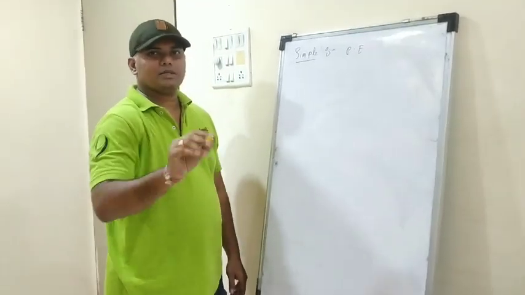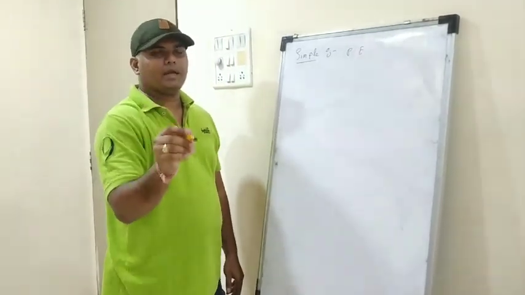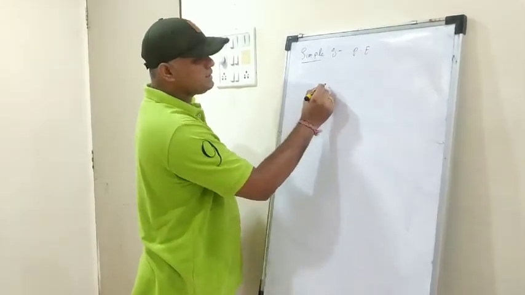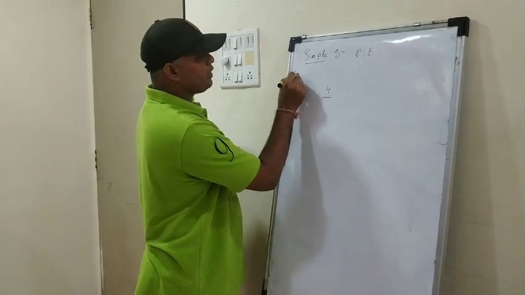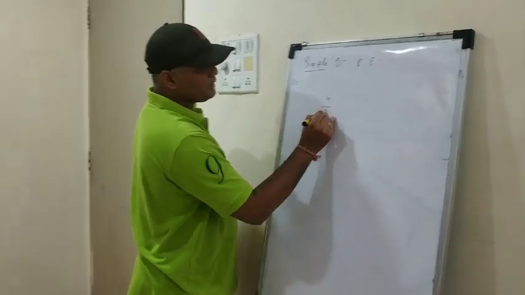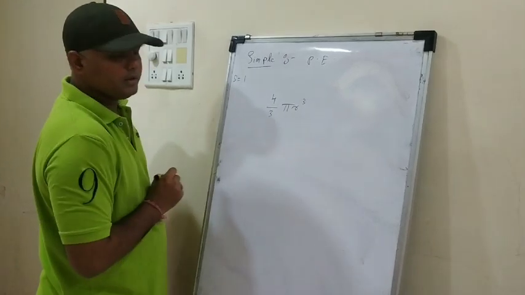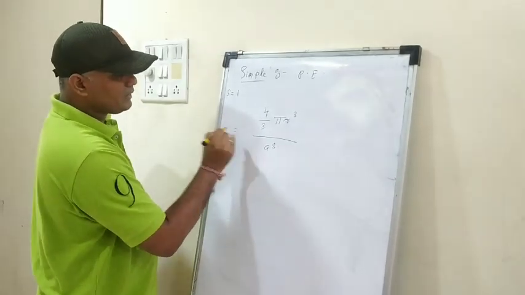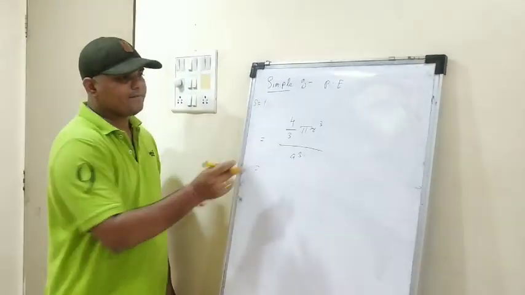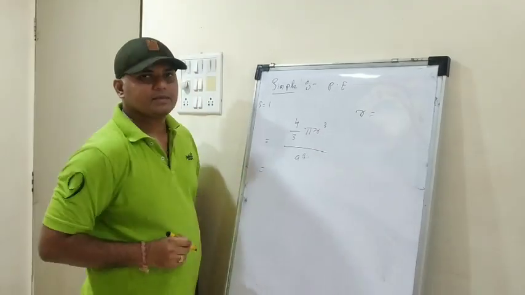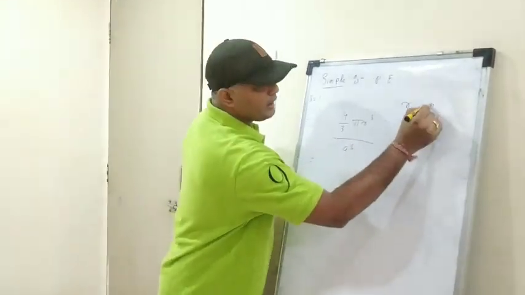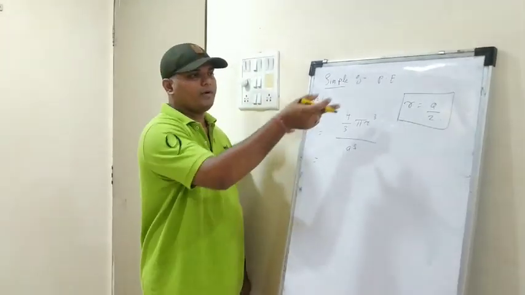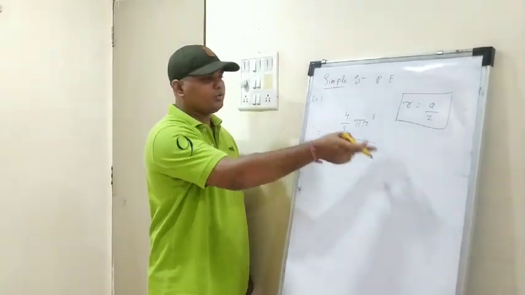What is the formula? Volume of a particle divided by the total volume of the cube. Now what is the volume of the particle in this case? Simple has only one particle. So 4 by 3 pi r cube divided by a cube, right? Now we need to do the substitution. What is the value of r? In the simple case, what is the value of r? It is a by 2. Do you remember? I have just told you that the value of the radius will be equal to a by 2 for the simple cubic lattice.